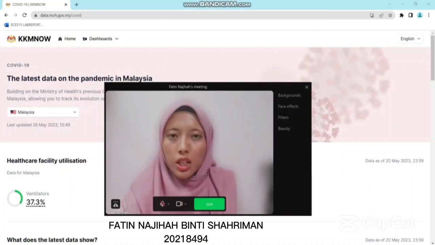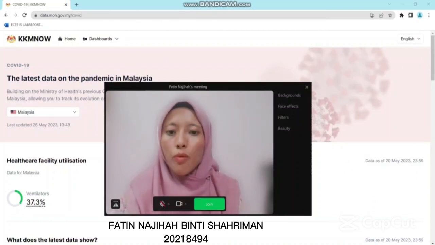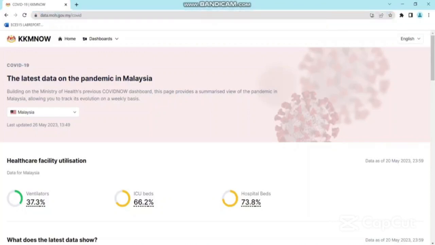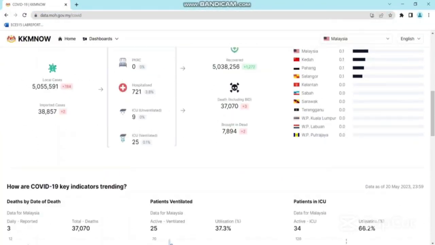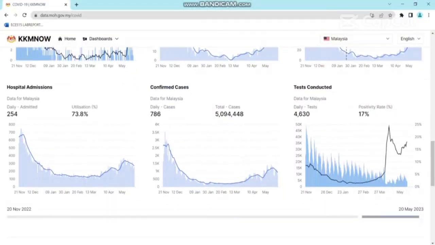Today I will explain how to get the data in case study 1. First of all, you have to go to the link data.moh.gov.my/covid and then scroll the website until we find the confirmed cases. In these questions, we want to get the data from 15 November 2022 until 15 April 2023.